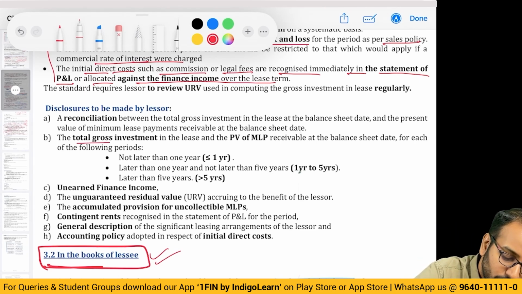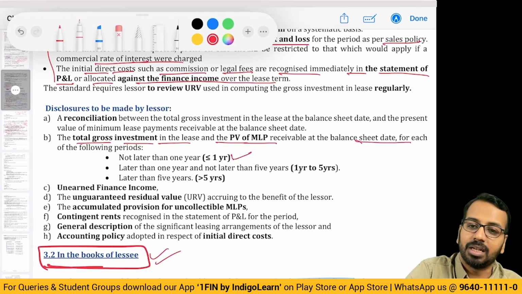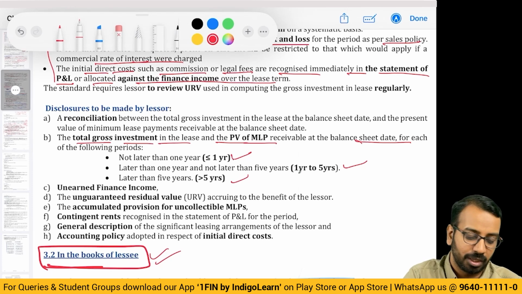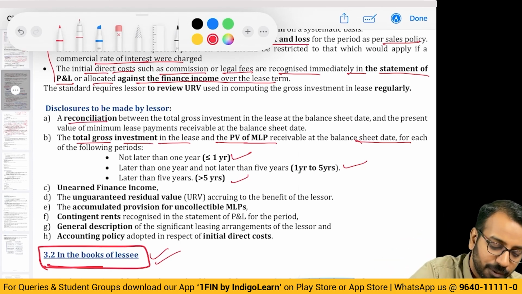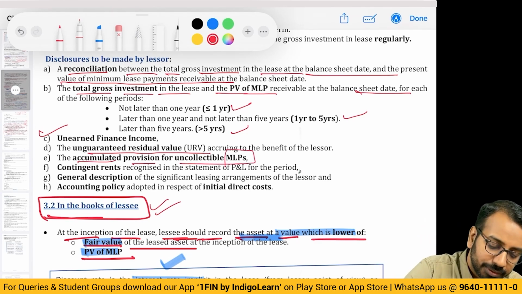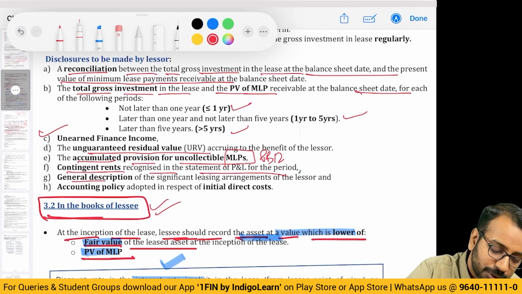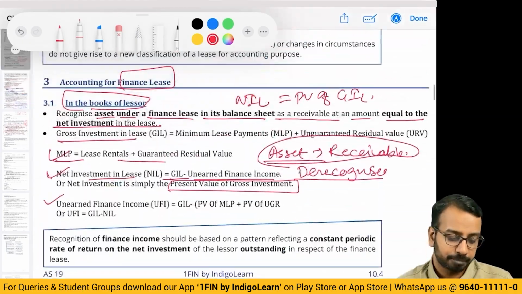One disclosure is the total gross investment in the lease and the present value of minimum lease payment at the balance sheet date for not greater than 1 year, 1 to 5, greater than 5. There also we did the same thing. Reconciliation, there also we did the reconciliation between the total gross investment in the lease at the balance sheet date and the present value of MLP. Then the unearned finance income, unguaranteed residual value, accumulated provision for uncollectible MLPs, like provision for bad debt. Contingent rents recognized in the statement of P&L. So the lessor also will recognize contingent rents in the P&L. Description of the significant leasing arrangement and accounting policy adopted for the initial direct cost.